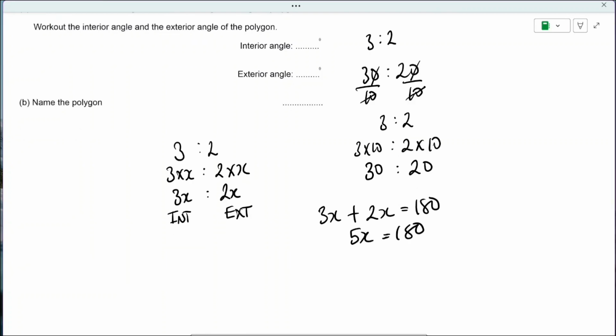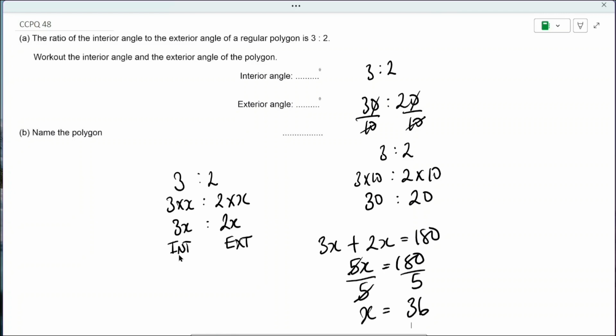We're looking for x, so we divide both sides by 5. 5 will cancel 5. You'll be having x equals 180 divided by 5. 180 divided by 5 will give you 36. So x is 36. Going back to the ratio of the interior angle to the exterior angle, in the actual algebraic form, where we have 3x for the interior angle and 2x for the exterior angle, and knowing that x is 36, we can find both the interior angle and the exterior angle.